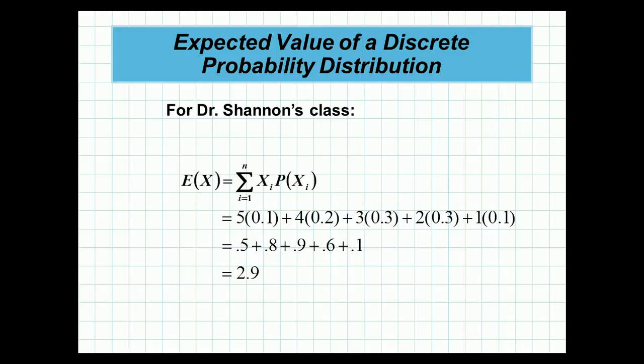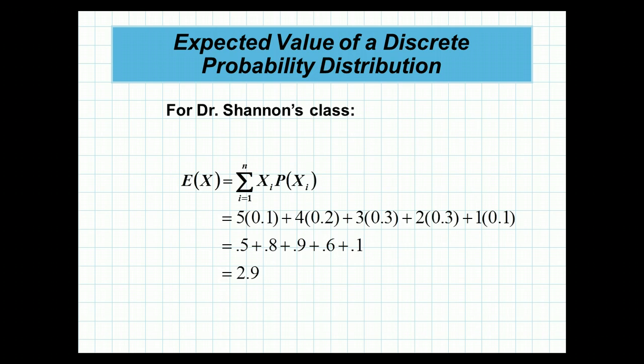The easy version of this formula is that we're going to take the outcome. So the first outcome was 5. There was a 10% probability of that outcome. So we take 5 times 0.1, or 10%. There was a 20% probability of a 4 outcome. So we take 4 times 20%, etc. So we take each possible outcome times the probability that that outcome will occur, and we simply add all those together. And that will give you the expected value.